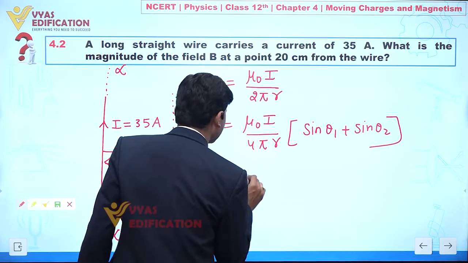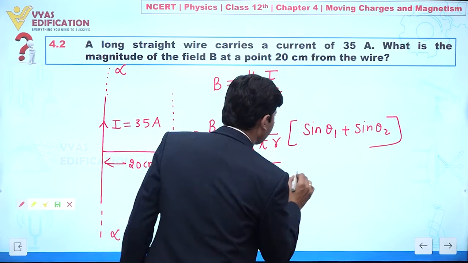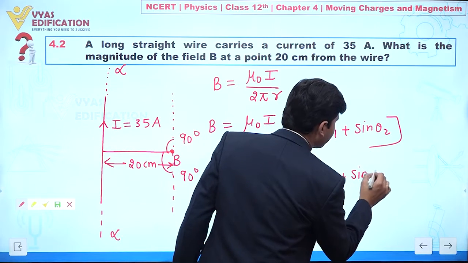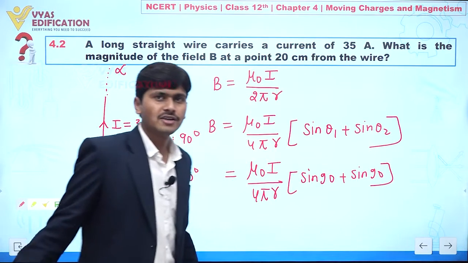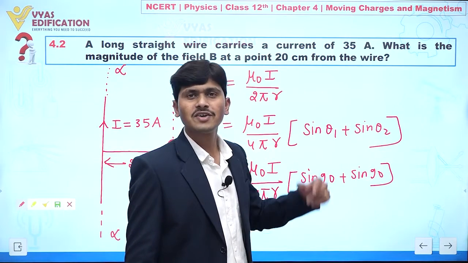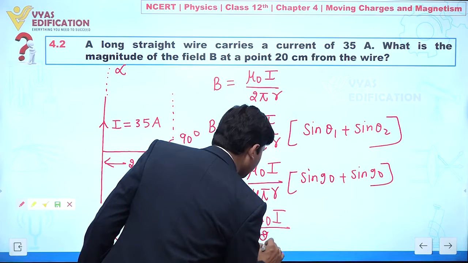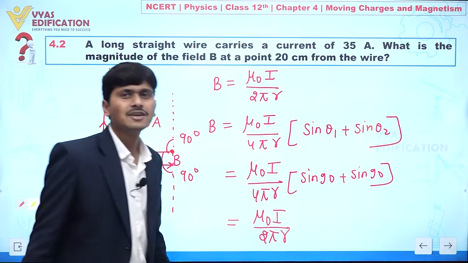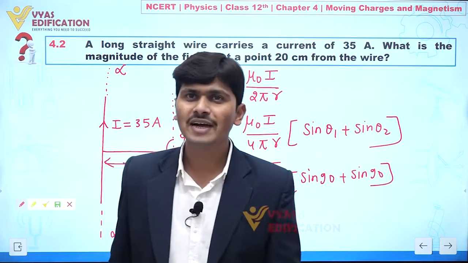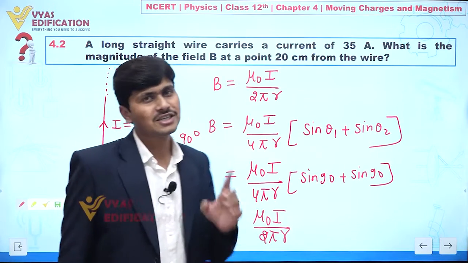So this is given by mu naught I upon 4 pi r times sine 90 plus sine 90. Clear everyone? So from here this is equal to 1 plus 1, which equals 2. So this is given by mu naught I divided by 2 pi r. Like this we can derive the formula of magnetic field due to a long wire, and we are calculating this magnetic field at a distance r from the straight wire.